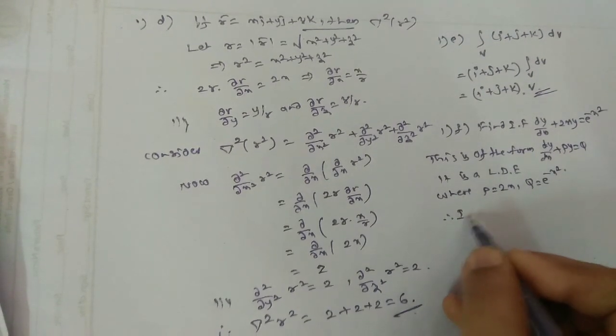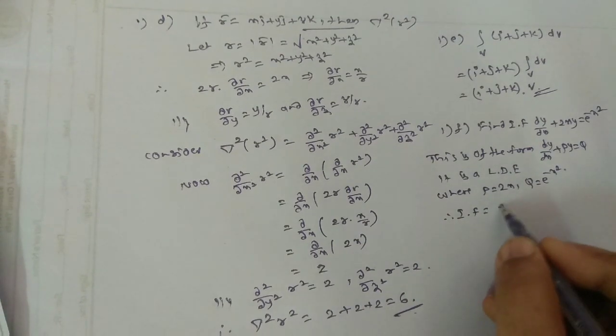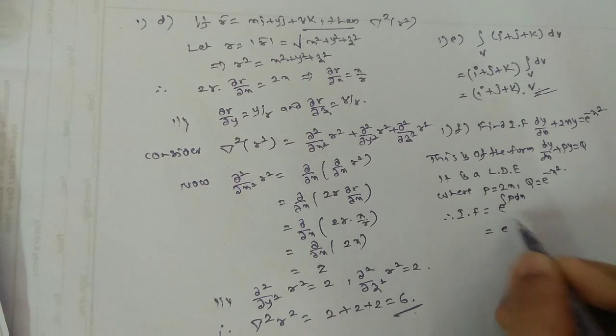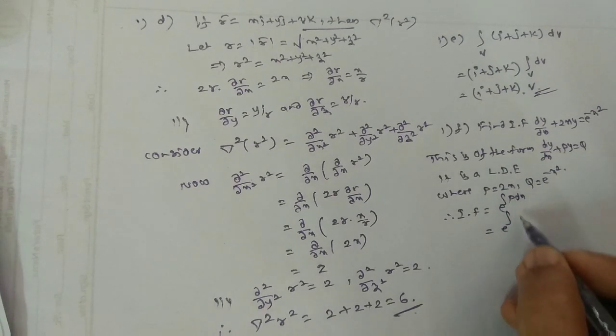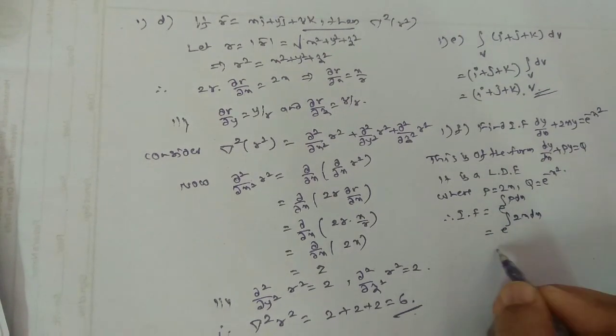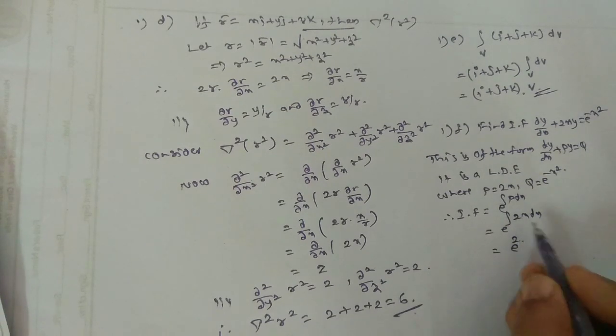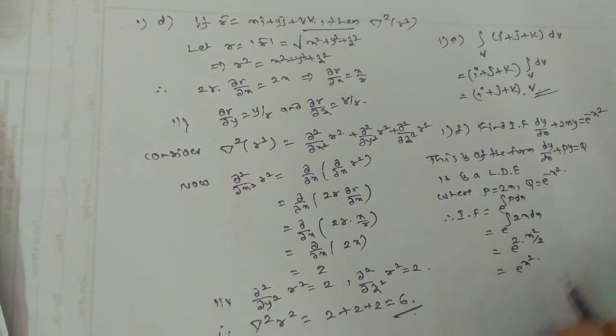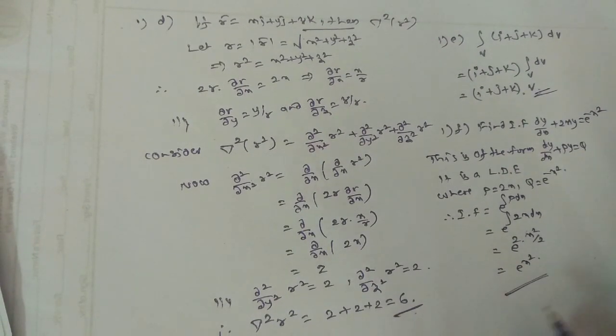So in order to find that integrating factor, we have e to the power integral of P dx. This is equal to e to the power integral of 2x dx. This is equal to e to the power 2 constant, and integral of x is nothing but x squared by 2. On cancellation you are getting e to the power x squared. This is the integrating factor corresponding to the problem 1F.